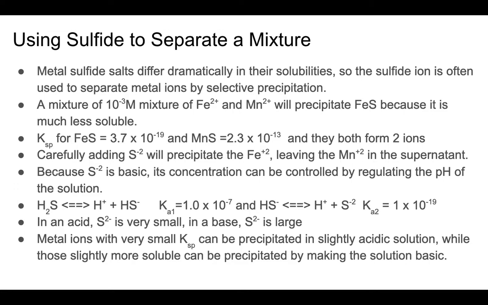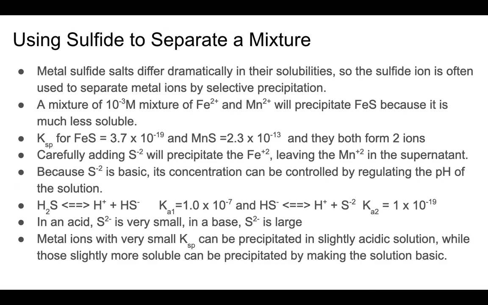Our FeS is going to precipitate first because FeS is less soluble. How do I know it's less soluble? The KSP for FeS is 3.7 times 10 minus 19. The KSP for MnS is 2.3 times 10 minus 13. Since they both form two ions, the FeS is going to precipitate first. Carefully adding S minus 2 is going to precipitate the Fe plus 2, and that's going to leave the manganese plus 2 in the supernatant.